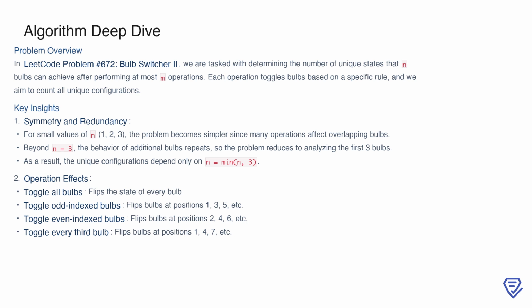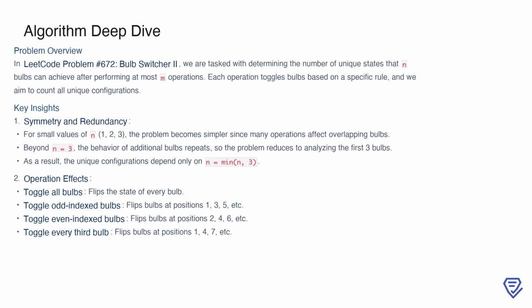Now, one key insight is that for small values of n, particularly when n is less than or equal to 3, the problem becomes much simpler because the operations tend to overlap in their effects. Beyond n equals 3, the behavior of additional bulbs essentially repeats, meaning that analyzing just the first 3 bulbs is sufficient. This allows us to reduce the problem to cases where n equals min(n, 3).